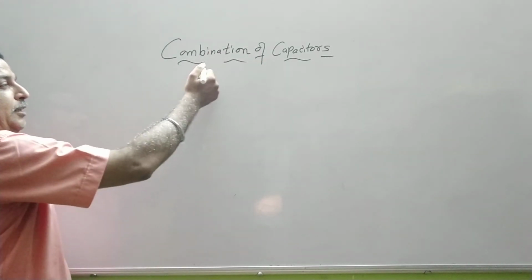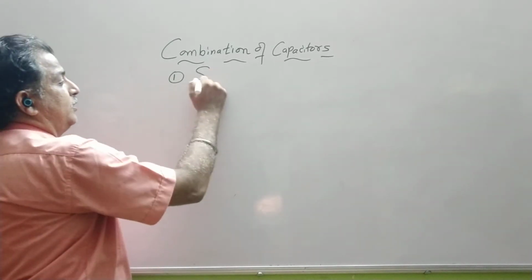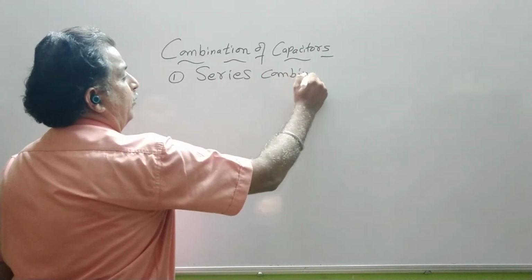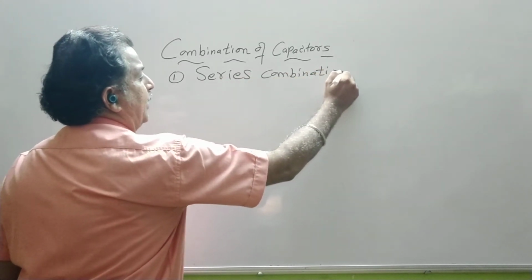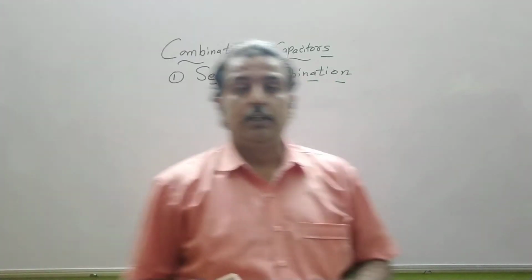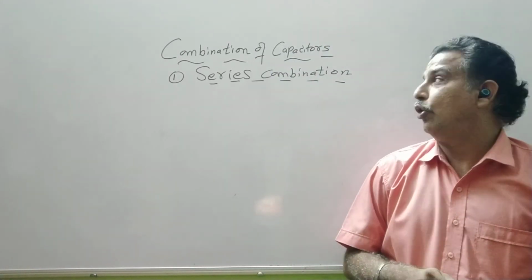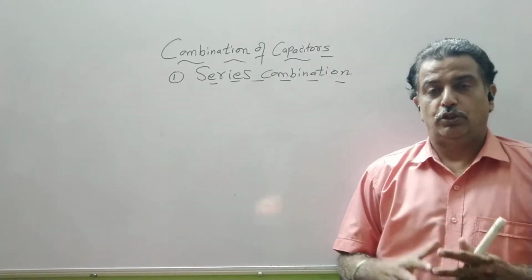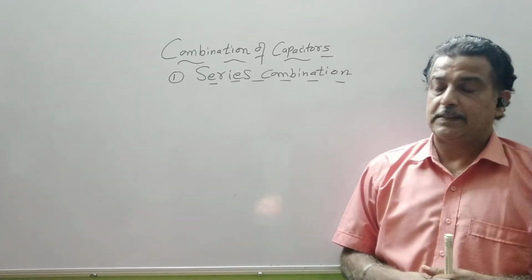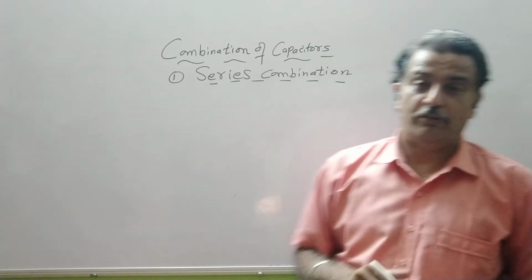Let us study that there are two combinations of a capacitor. One is a series combination, where a number of capacitors will be connected in series, and we will try to derive the equivalent capacitance of a series combination of capacitors. So in 10th you have studied the series and the parallel combination of resistors. Similarly, now we will see the series combination of capacitors.